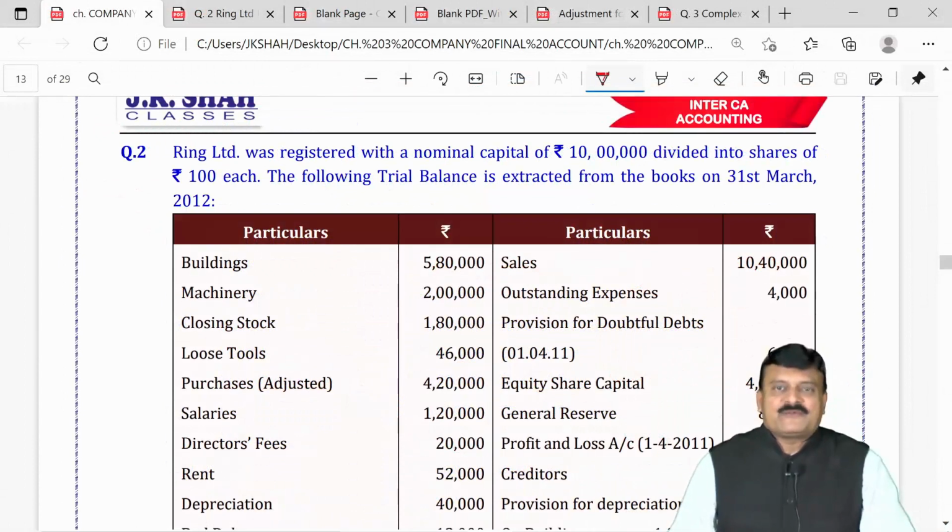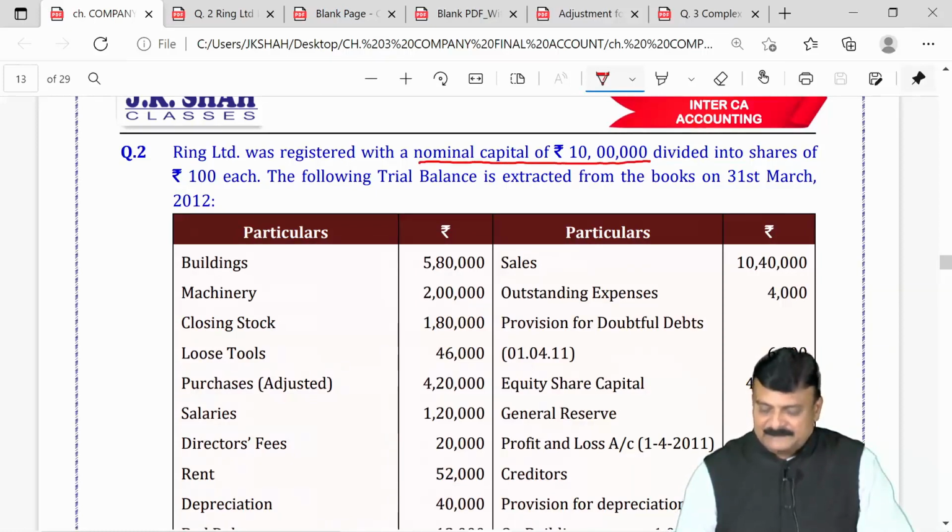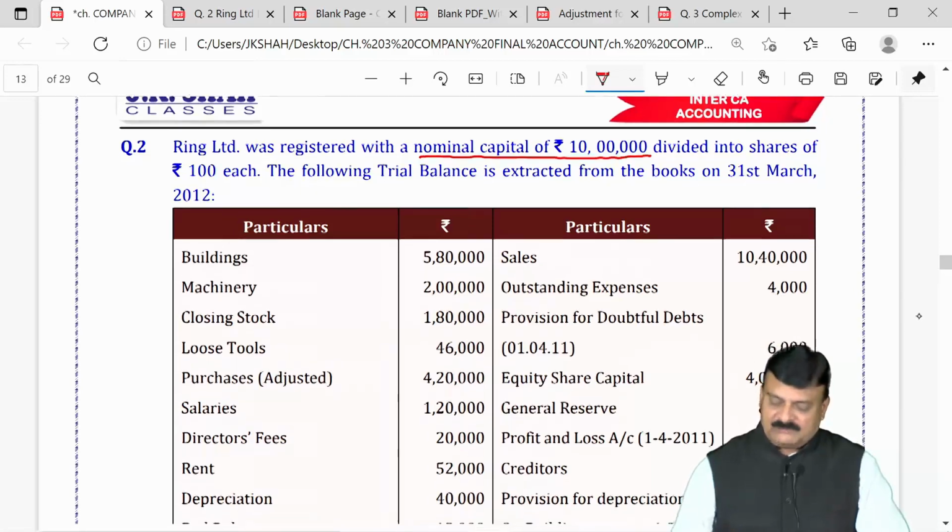We take one more question on company accounts, a full sum. Ring Limited was registered with a nominal capital of rupees 10 lakh. Students, nominal capital means authorized capital divided into shares of rupees 100 each. So the number of shares will be 10,000. The following trial balance is extracted from books on 31st March 12.